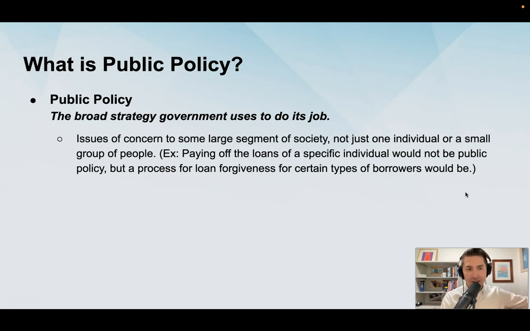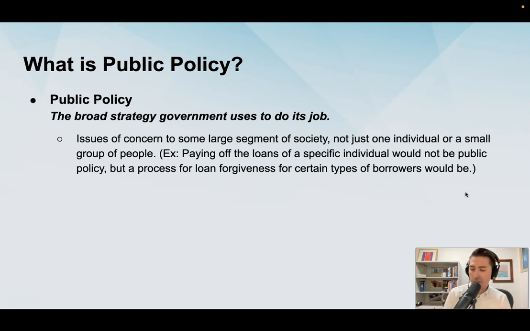Why? It's affecting a lot of people out there, okay? So the policies have to change. The work of government has to change to address that. So you're going to see that first, public policy is going to be applicable to a wide variety of people, to a lot of different people, not just one individual or small group.